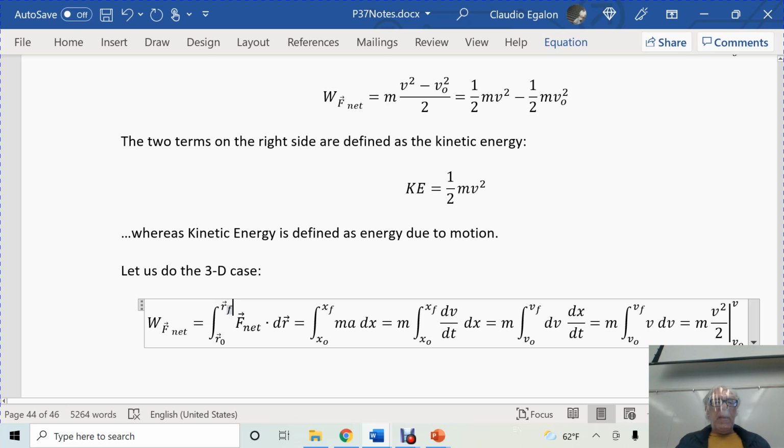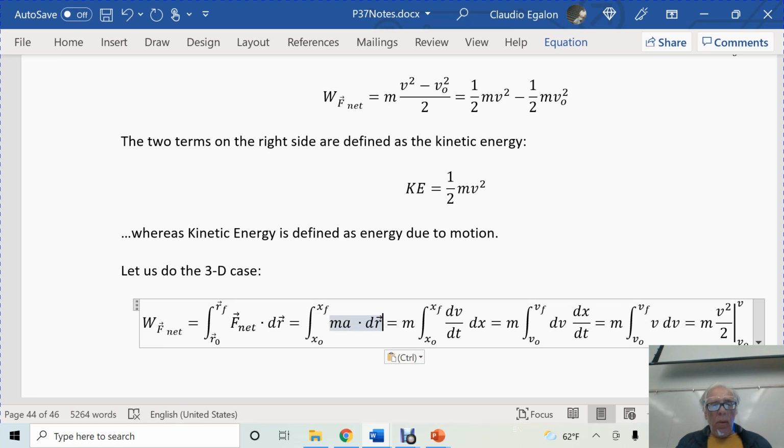Just like we did for the one-dimensional case, the net force is also the mass times acceleration. But it's the acceleration that is a vectorial acceleration. And the integrand is also a dot product between vectors.